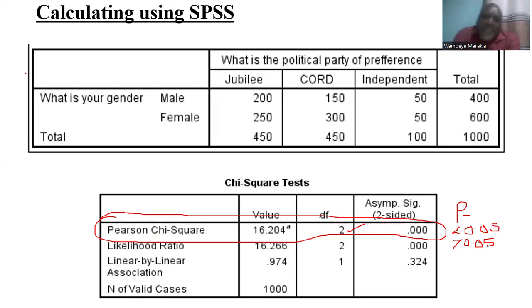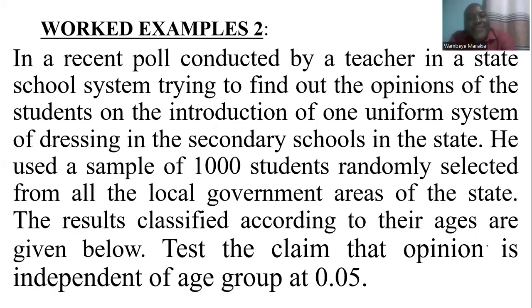Okay, we can do another example very fast. There was a poll conducted by a teacher in a school, and he was trying to find out the opinion of the students on the introduction of one uniform system of dressing in a second school in the state. The teacher sampled 1,000 students randomly from all the local government areas of the state. The results, classified according to their ages, are given below.